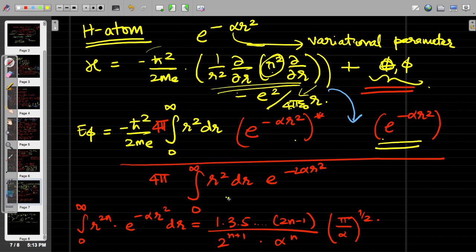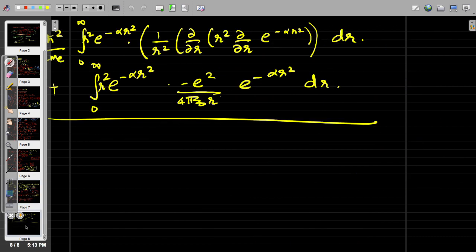nothing but this one. So why don't we apply this formula right away? So n equal to 1 in this case, since it's r square, n equal to 1, and remember alpha is 2 alpha. So let's say we put in this formula, when n equal to 1 it stops with 1. So this denominator integral is going to be 1 divided by 2 power 1 plus 1, that is 2, alpha, which is 2 alpha because you have a 2 alpha right there, the whole power n, which is going to be 1, product pi by 2 alpha, the whole power half.